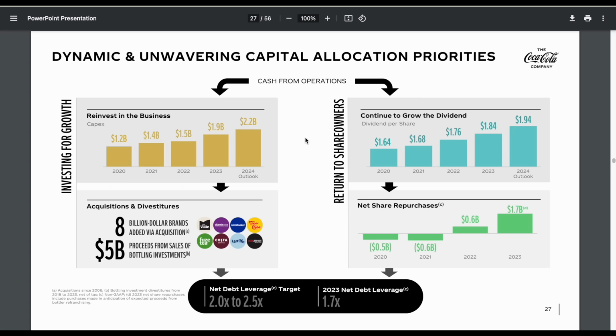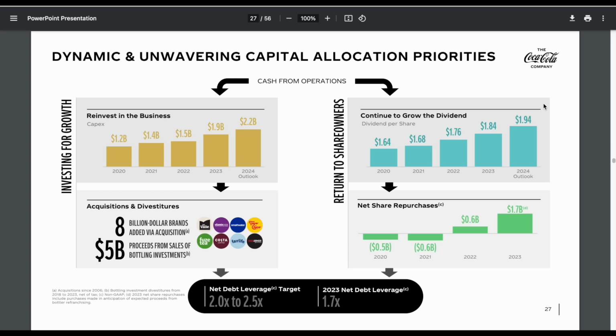So we can see one of the top priorities for the company, and for any company, should be to reinvest back into the business. And this is something they have been doing. And we can see for the 2024 outlook, they're planning on reinvesting about $2.2 billion back into the business. Now, if we come over here, we can see one of their top priorities for rewarding shareholders is by paying out dividends, as we already know.